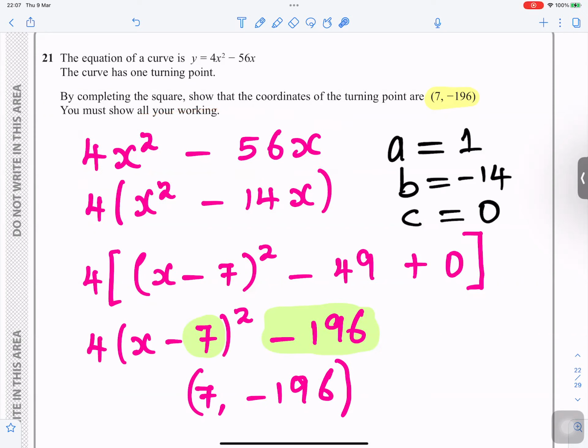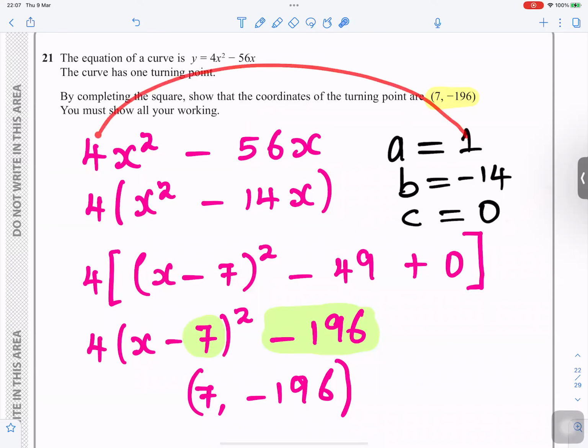We can first of all factorize 4 out of the bracket. So we're left with x squared minus 14x, because 56 is 14 times 4. Now to complete the square, we find half of 14, which is 7. Square it and subtract the 7 squared, that's 49, and then we add c. c is 0.